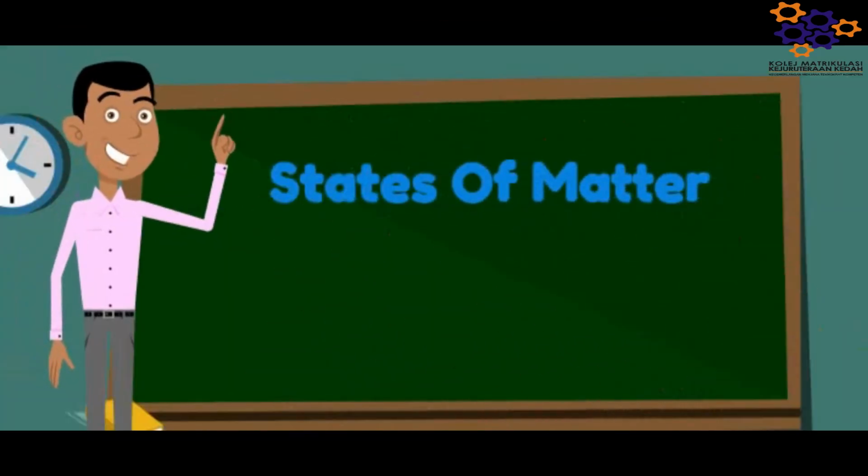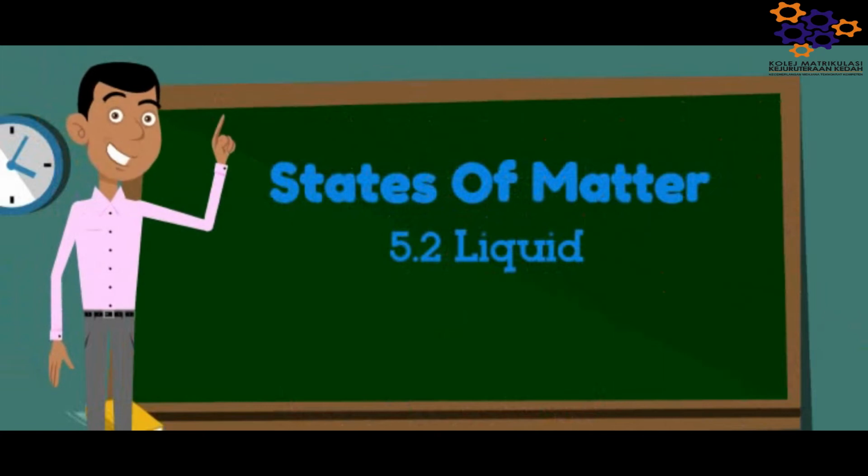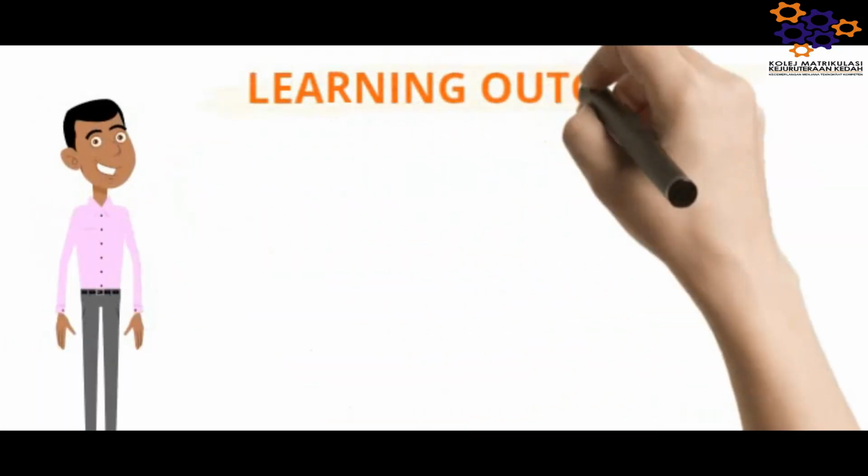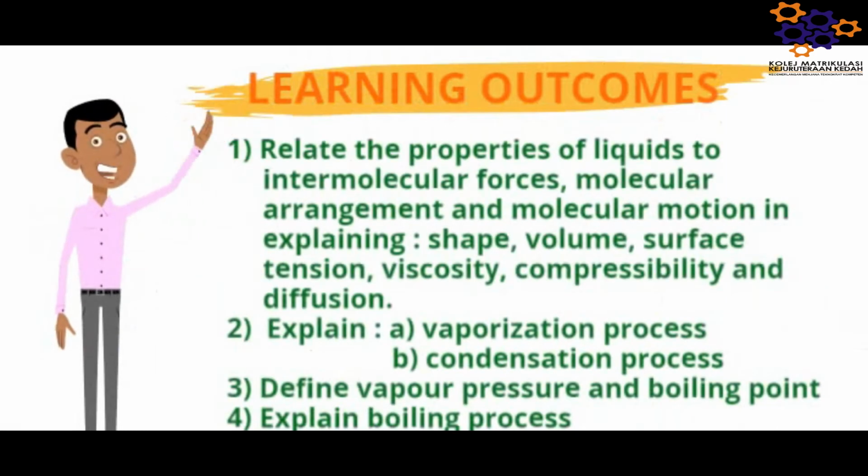After gas, now we will learn about liquid. Our learning outcome is discussing the properties of liquids, explaining vaporization and condensation process, define vapor pressure and boiling point, and explaining the boiling process.